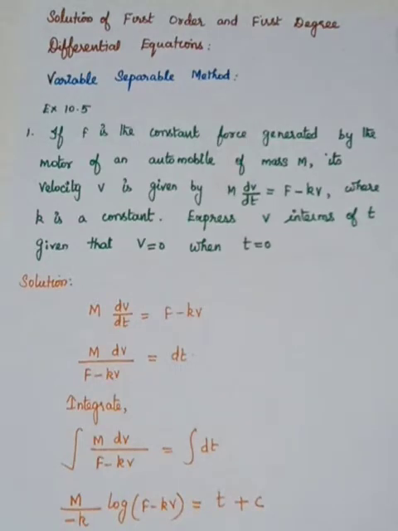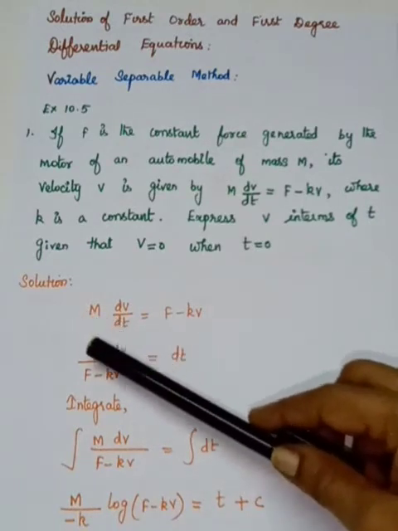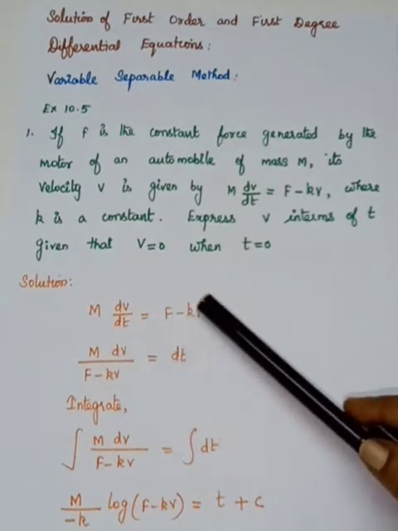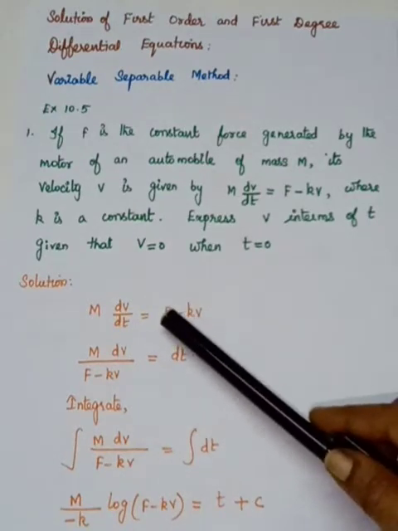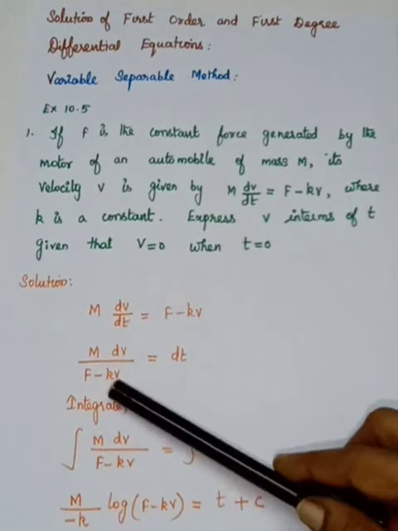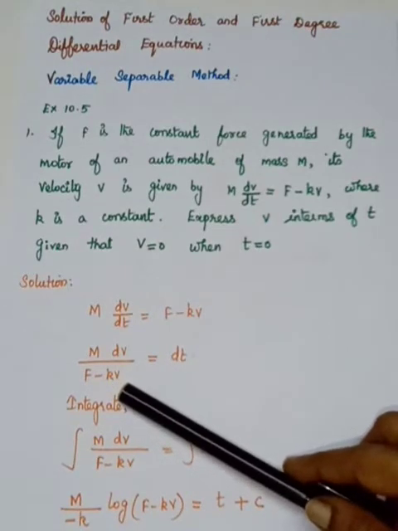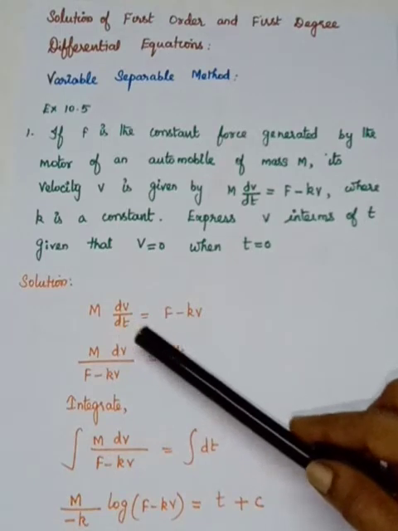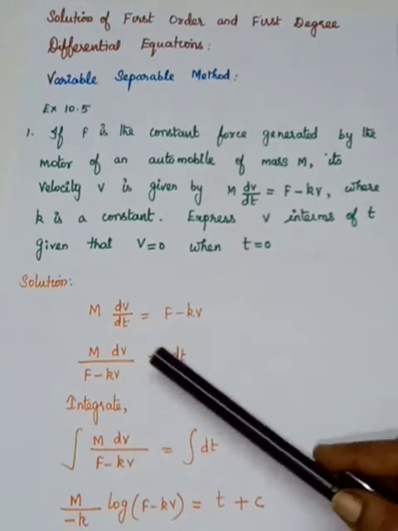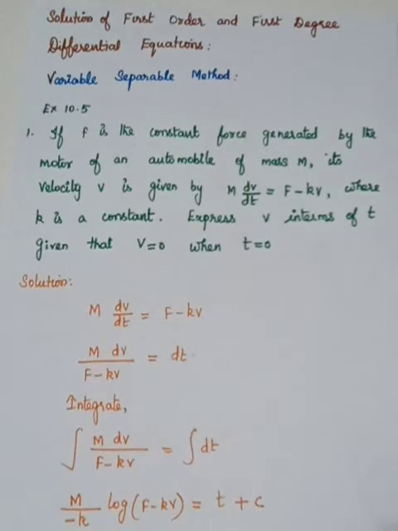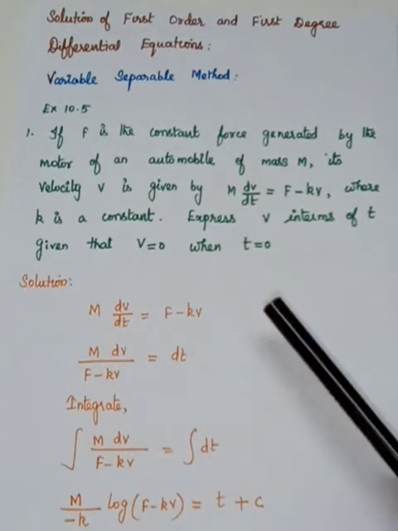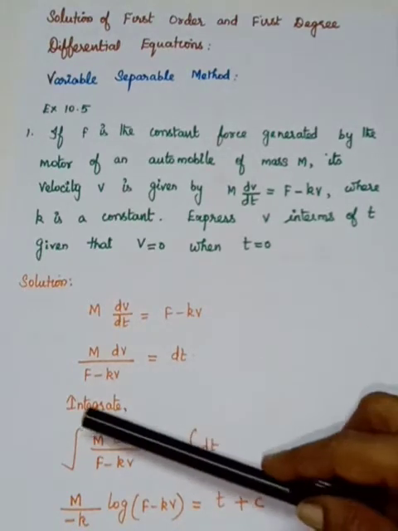So what we have to do is separate the v terms on one side and the t terms on another side. For that, m into dv, here we can't split, so you just bring F minus kv to the next side, and it will come in the denominator. And here you have dt, so the dt should come to the numerator. Always dv, dt should be in the numerator. The variables of integration should be in the numerator, and you have to integrate.